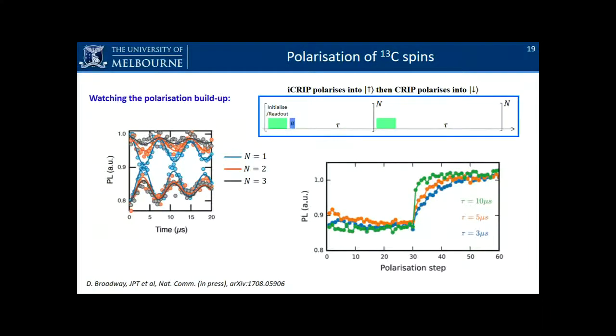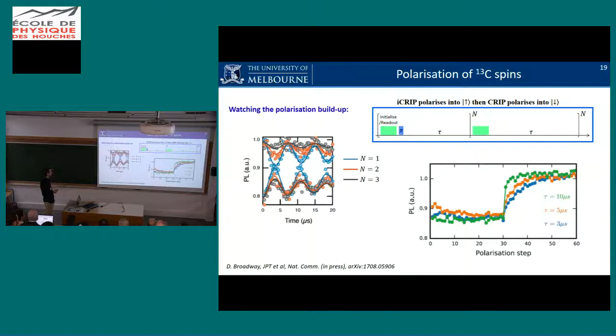So you can also watch the polarization buildup. For that, you vary the number of polarization cycles. For instance, you apply n times I creep to polarize one way, and n times creep to polarize the other way. And if you increase n from 1 to 3, and do the time resolved measurements, you see a decrease of contrast with the same oscillation frequency, up to the point where the signal will be flat, no more interaction. And that behavior is in agreement with our theory.